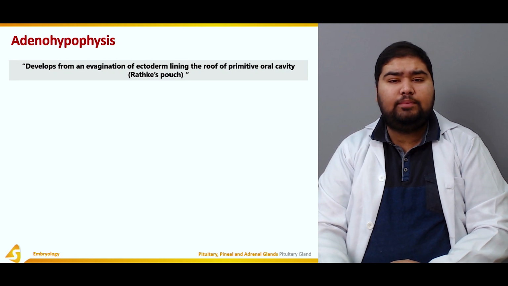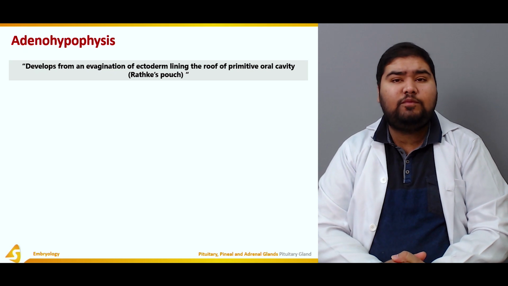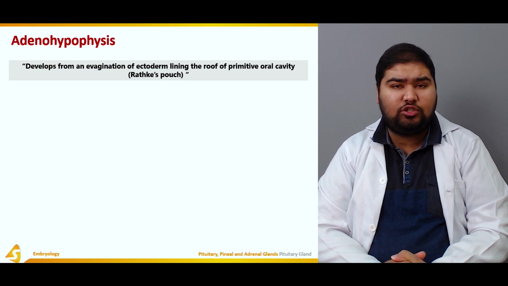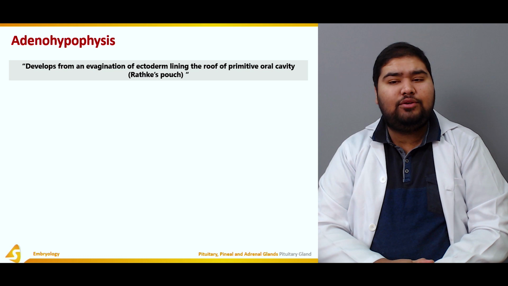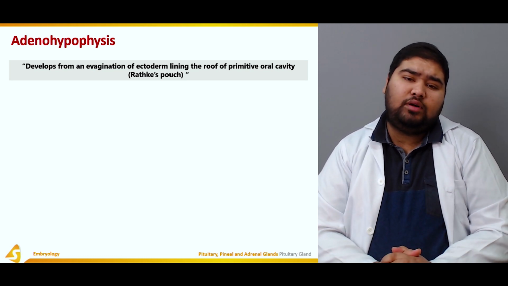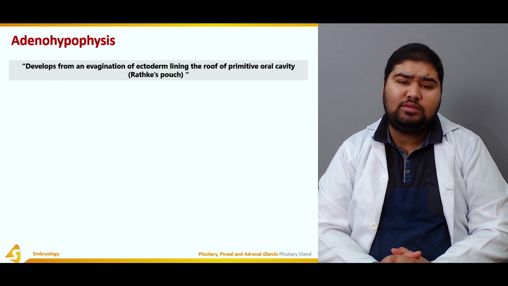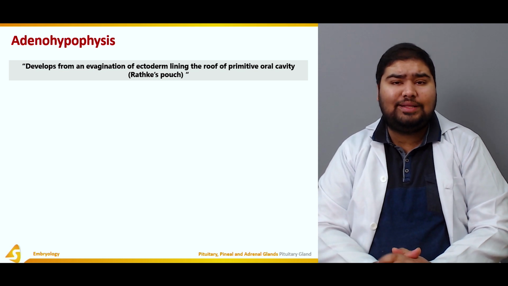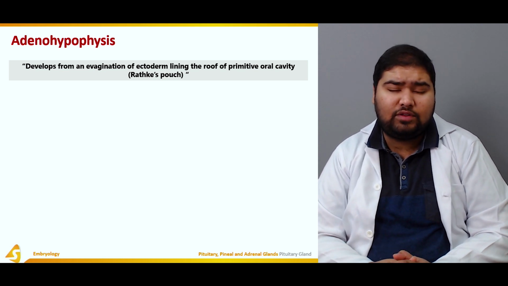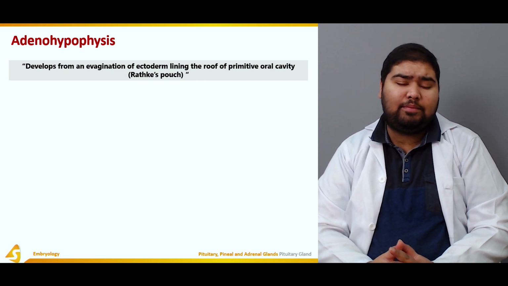So let's see now how the pituitary gland develops in itself. It develops from an evagination of ectoderm which lines the roof of primitive oral cavity. We talked about it before. The adenohypophysis develops from two sources, one of them being the ectoderm of the stomodium, the ectoderm which lines the roof of the stomodium, the other being the neuroectoderm of the hypothalamus.